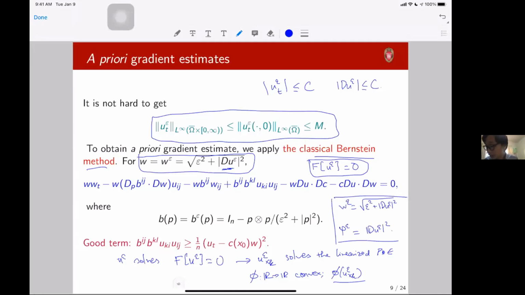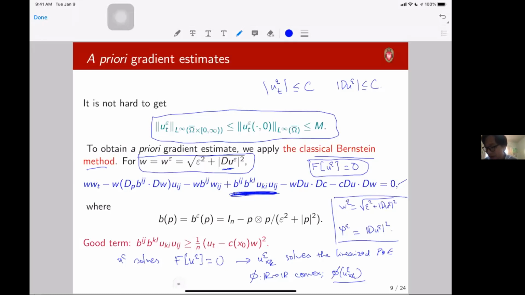So if we do so, by some tedious computation, we end up with essentially a kind of linearized equation. So W is going to solve this linearized equation again. And one thing is that there is a good term here coming out from this convex trick. So it's Dij, Bkl, Uki, Ulj. So this is a good term coming out.